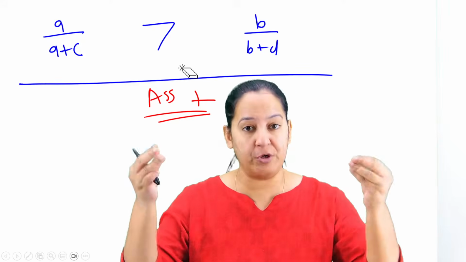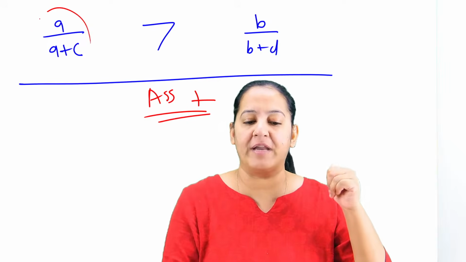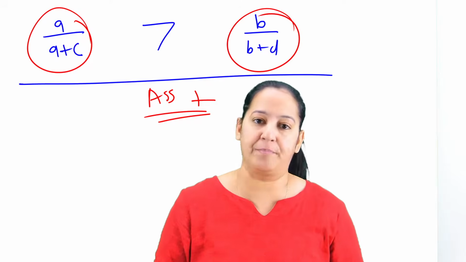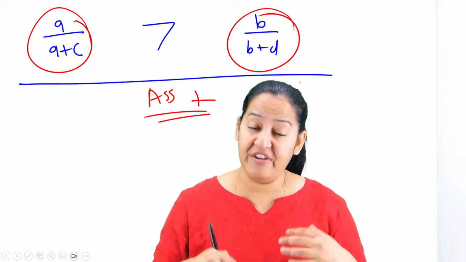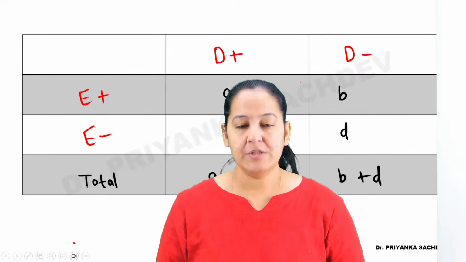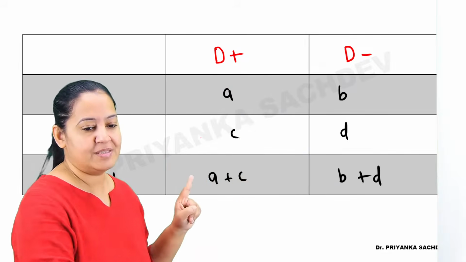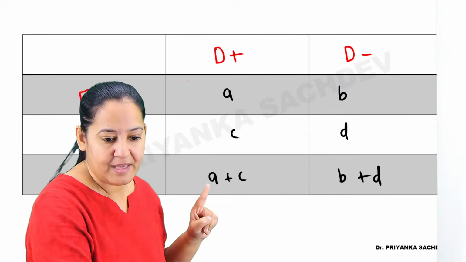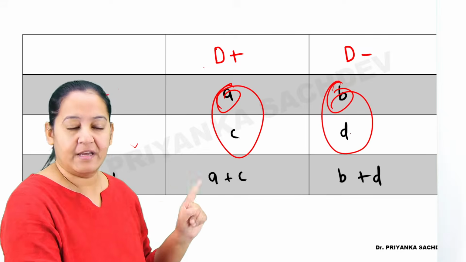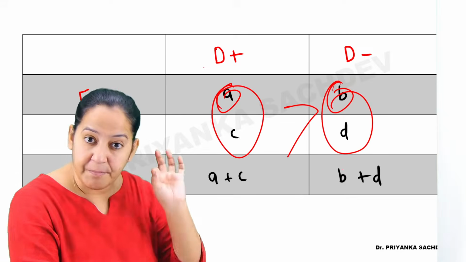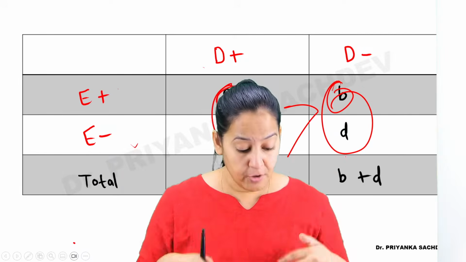So if you want to prove that association exists between the cause and the effect, you have to prove that A upon A plus C is greater than B upon B plus D. Got my point? This is how we measure the exposure rate and find whether association is present or absent. So always first make this table, and from this table calculate A upon A plus C and B upon B plus D. If this answer is greater than that answer, the association is present: smoking leads to lung cancer. This hypothesis is true. Now tell me the strength.